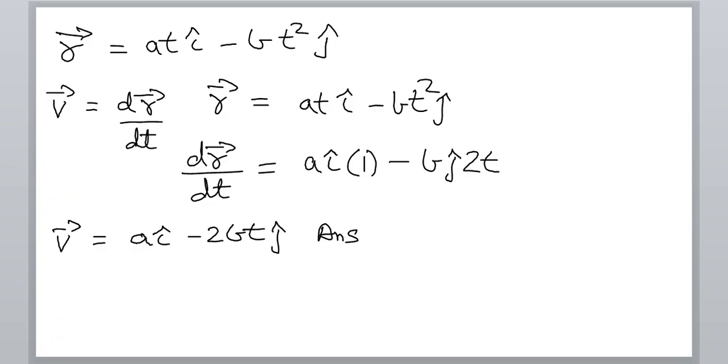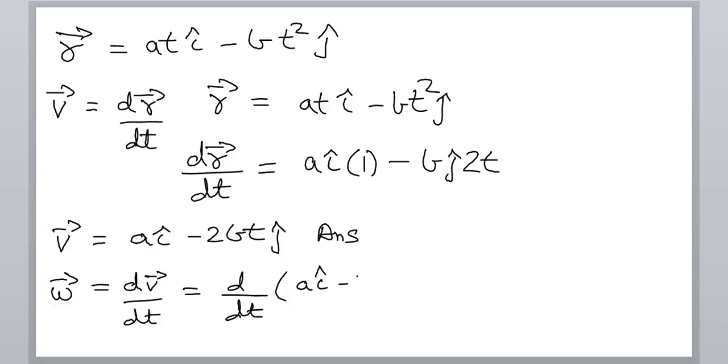Now we need to find the acceleration vector, which in the book's notation they are calling w vector. In India there is a convention to use a vector for that, but it doesn't matter because it's just a matter of notation. Let me use the same notation which the book is using. The w vector is the acceleration vector, and acceleration vector is defined as dv vector by dt. So this will become d by dt of the velocity vector, which is a i cap minus 2b t j cap.